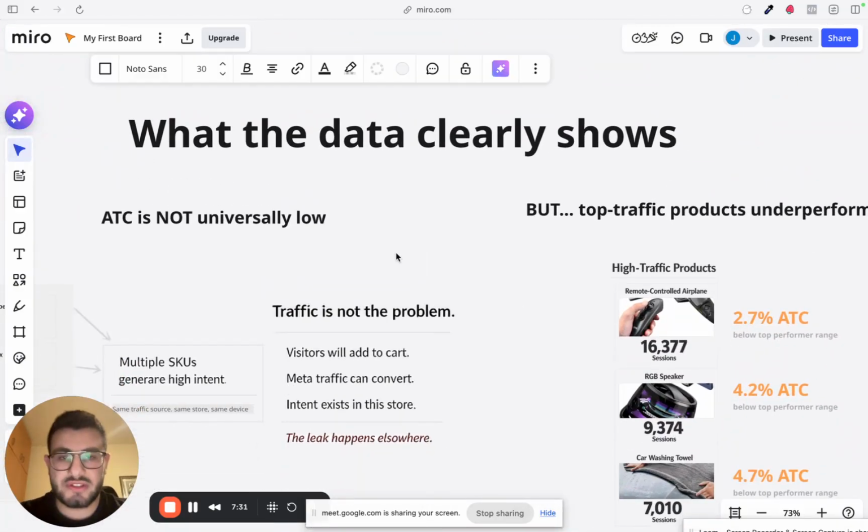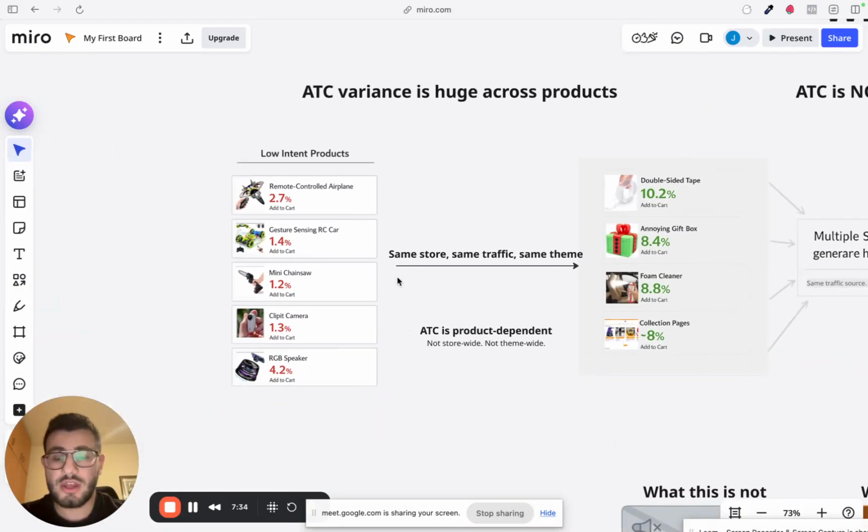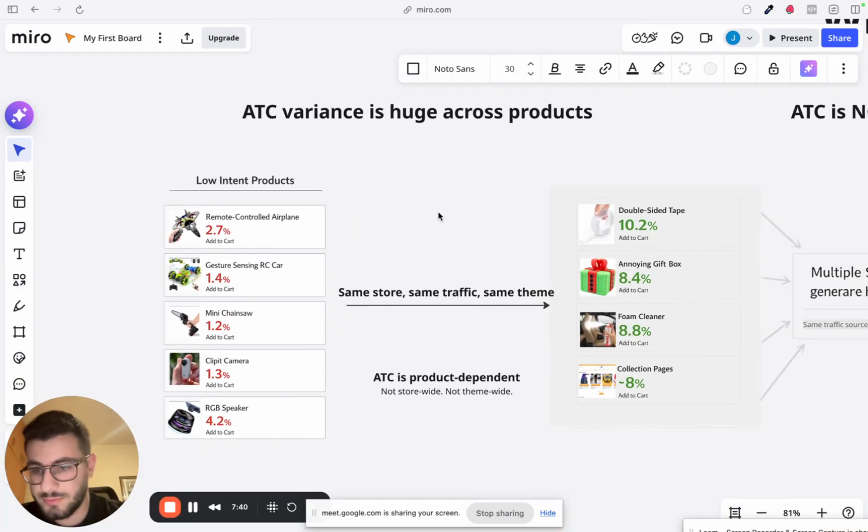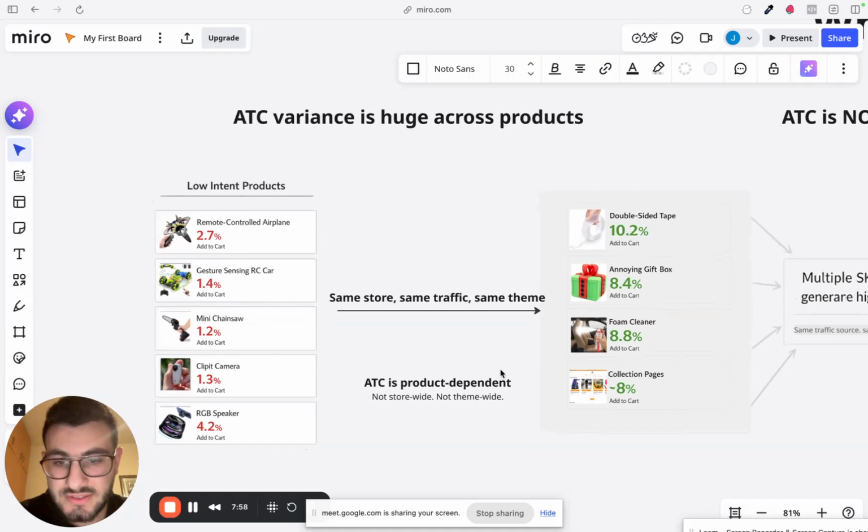Now, this is what the data clearly shows us. First, we have an ATC variance that is huge across products. What does that mean? Our ATC can be 2.7, 1.4, 1.2, 1.3, and 4.2, and can also be 10.2, 8.4, 8.8, and approximately 8 on your collections page. So between different products you have a very big variance in add to cart rate for the same store, the same traffic, and the same theme.